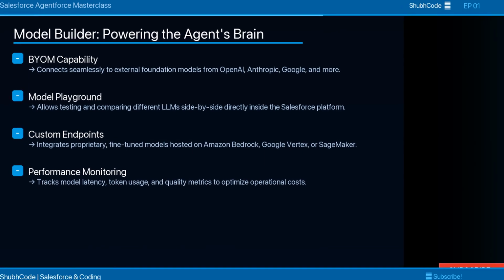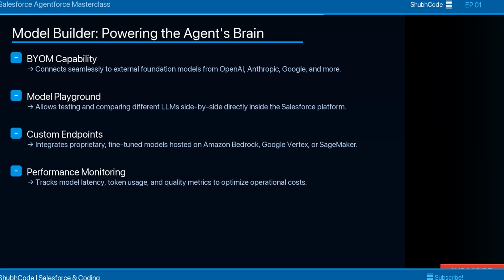Every autonomous agent needs a brain, and Model Builder is where you select and configure that brain. Salesforce does not lock you into a single LLM, instead, Model Builder offers a bring-your-own-model approach, letting you connect to OpenAI, Anthropic, or Cohere. Think of it as picking the right engine for your vehicle depending on whether you need a fuel-efficient hybrid or a heavy-duty freight truck. You can compare different foundation models, test their response latency, and even hook up your own custom fine-tuned models. This flexibility ensures your agents are always powered by the most cost-effective and capable AI models.